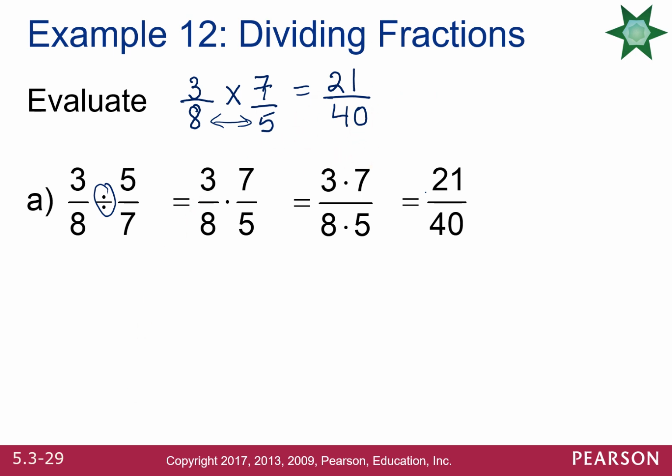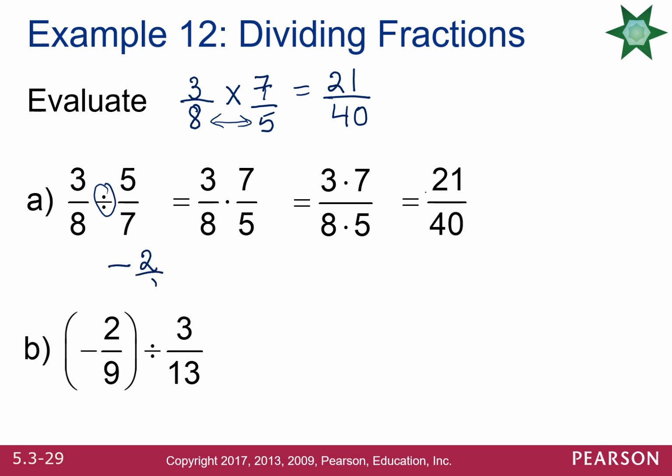All right, so let's look at a second example now. It's minus 2 over 9, divided by 3 over 13. Again, same process. The first fraction remains the same. So it's going to be minus 2 over 9. Nothing changes with the first fraction.